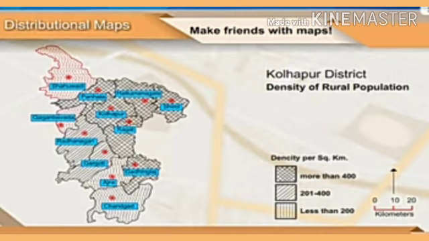Kagal and Gadhinglaj. The talukas having the higher density of population are located in the center and eastern part of the district. To draw this map, the choropleth method is used.